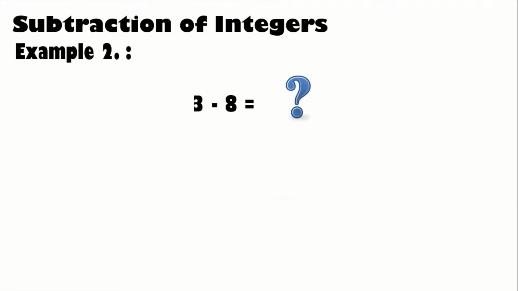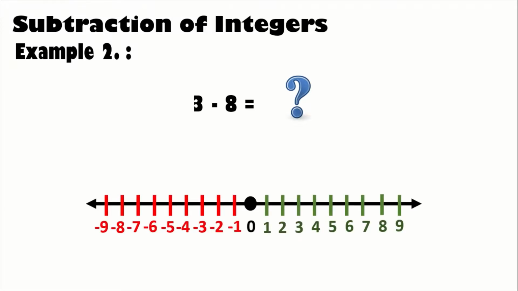We have now example number 2. 3 minus 8. What can you observe? Which is the larger value? Negative 8. Very good. So we have first 3, which is at the right side, minus 8. So we will be counting from right to left because it is negative 8. Okay? So 1, 2, 3, 4, 5, 6, 7, 8. So the answer will be negative 5.